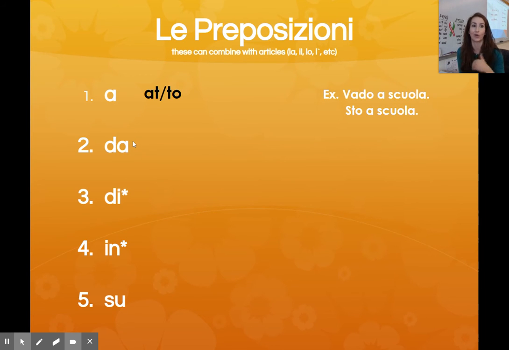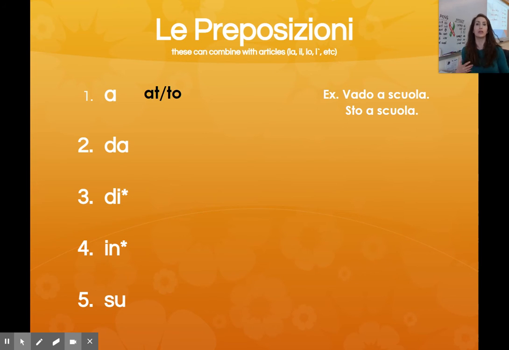A means at or to. So sì, yes, it means two things in italiano. So vado a scuola, I go to school. Sto a scuola, I am at school. So how do you know which one's which? Is it at? Is it to? I go to school. I go at school. Really depends on the context.